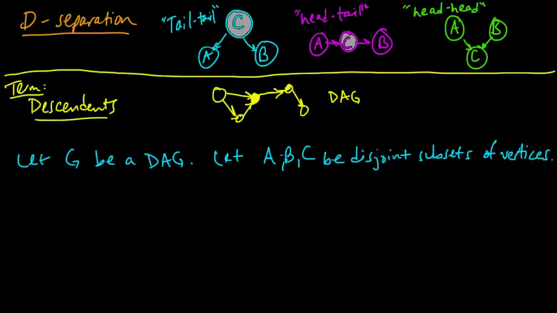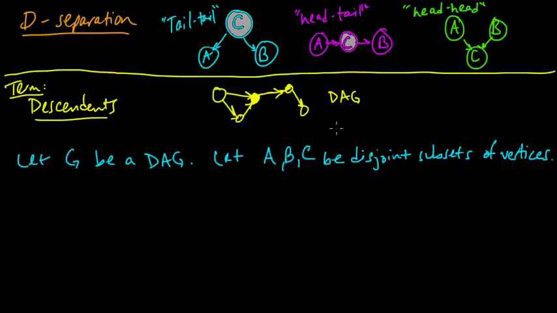We're sort of conflating vertices and random variables, since we have this one-to-one correspondence for the graphical model. Between vertices and random variables. So we're thinking of A, B, and C as subsets of vertices, and of course for each vertex there is some random variable. And of course a vertex could also be a vector of random variables. Okay, so we have these subsets of vertices.